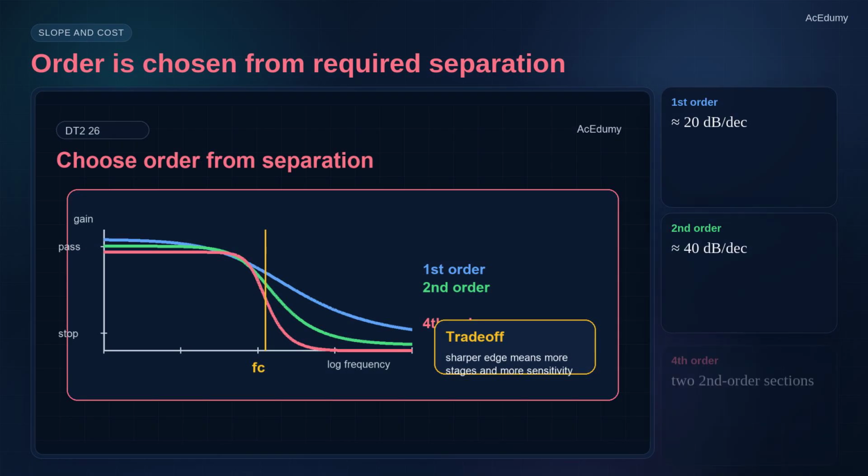Order controls how aggressively the filter separates passband from stopband. First order is gentle, second order is sharper. Fourth order can be split into two second-order sections. The higher the order, the more stages and the more sensitivity you must manage.